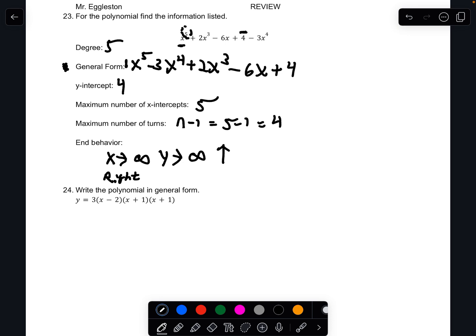And as x goes to negative infinity, to the left, because the degree is odd, it's going to do the opposite of what it does to the right. So if x goes to negative infinity, that's to the left, y goes to negative infinity, it means it goes down. Okay? So again, highest power, if it's even, what it does to the right, it does to the left. They do the same thing. If it's odd, they do opposite. And then if the leading coefficient's positive, the right goes up. And if the leading coefficient's negative, the right goes down.